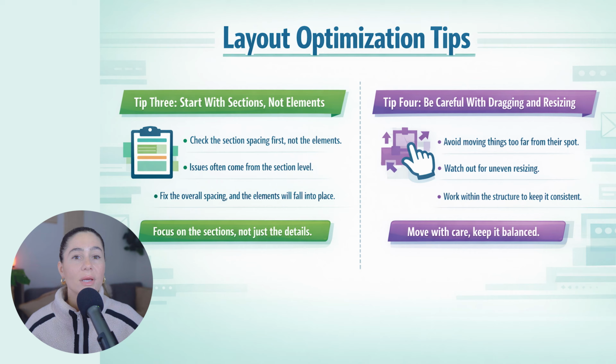Tip number 4 is to be careful with dragging and resizing. Dragging elements around feels easy, but it's one of the fastest ways to break a clean layout. When you move things too far from their original position, you can throw off alignment and spacing without realizing it. And the same goes for resizing. Stretching images or text containers too much can make sections look uneven. Instead of dragging things freely, try to work with the existing structure as much as possible. This keeps your layout balanced and consistent.